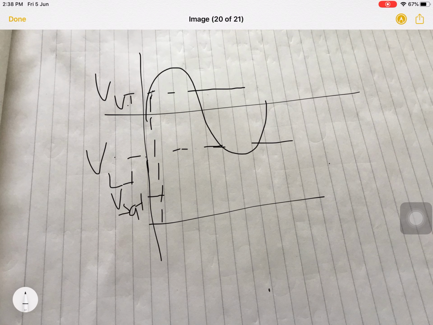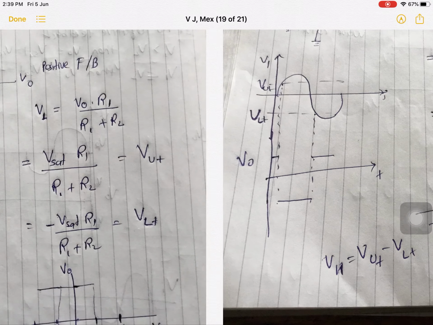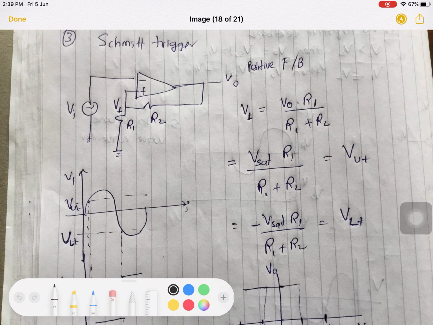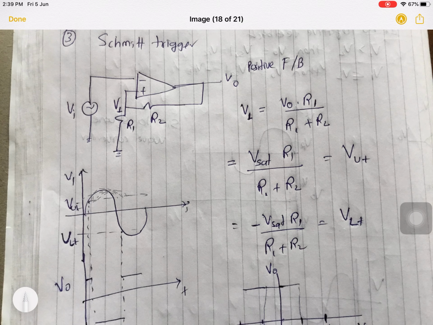Now in this figure, as Vi goes over VUT, this is VUT and this is more than VUT. So Vo will change to minus Vsat. VUT is, in this case, less in this part.